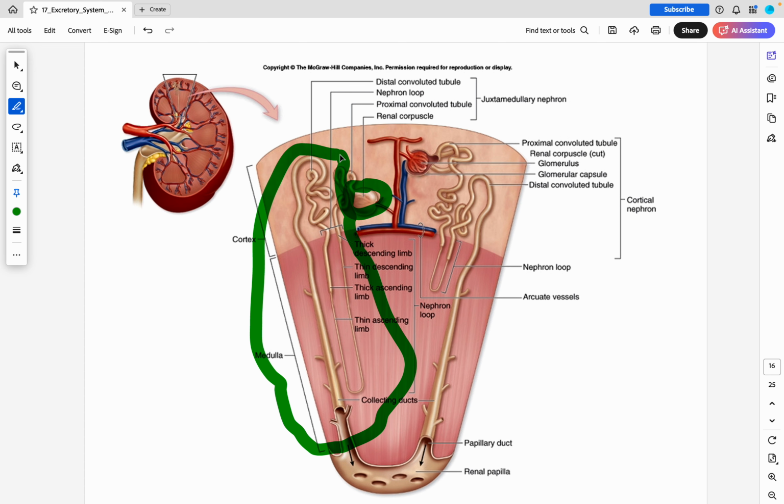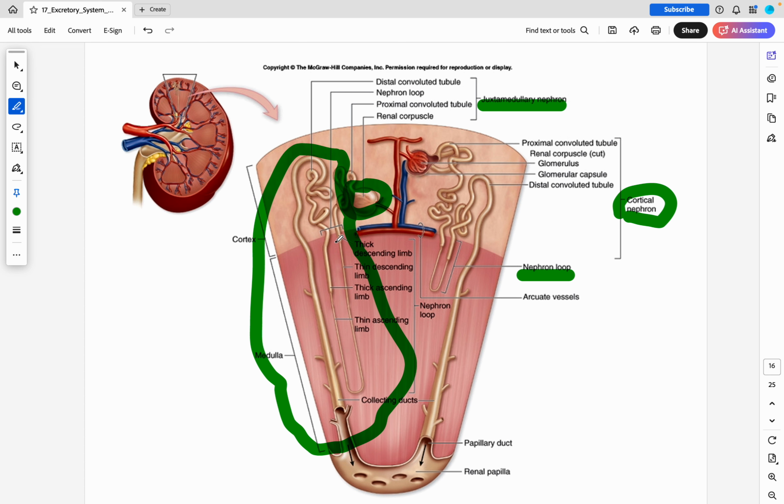In terms of types, we have two types of nephrons. We have the cortical nephrons, which have a shorter nephron loop, or Henle loop, compared to juxtamedullary nephrons, which have a longer Henle loop.